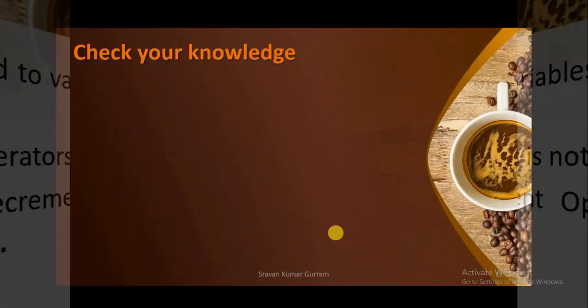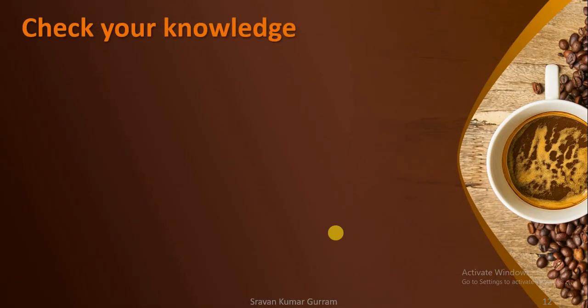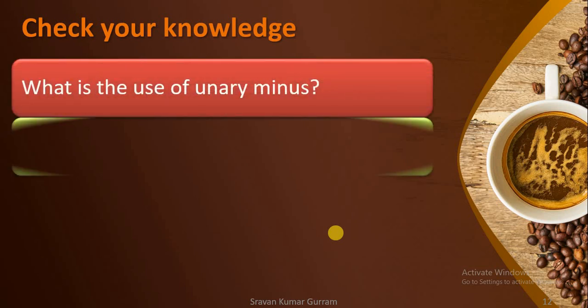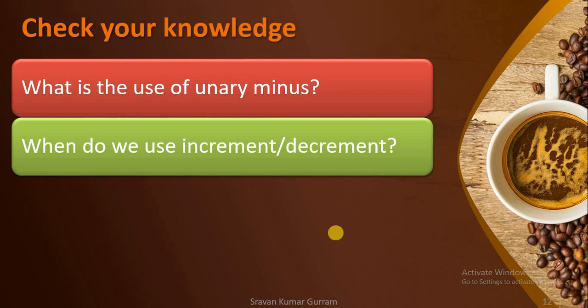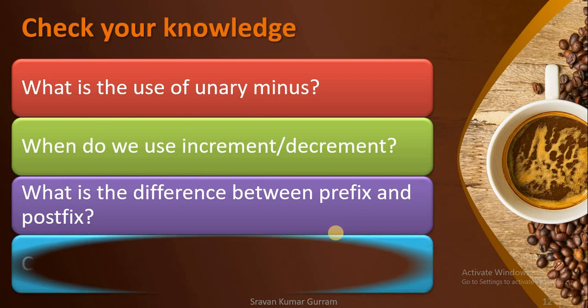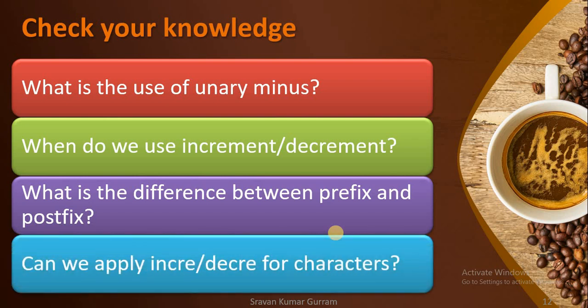booleans. Check your knowledge of what you learned from this video. What is the use of unary minus? When do we use increment and decrement operators? What is the difference between prefix increment and postfix increment? Can we apply increment or decrement operators to a character?